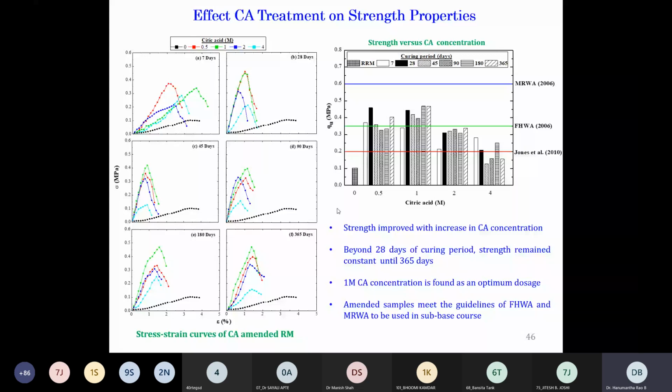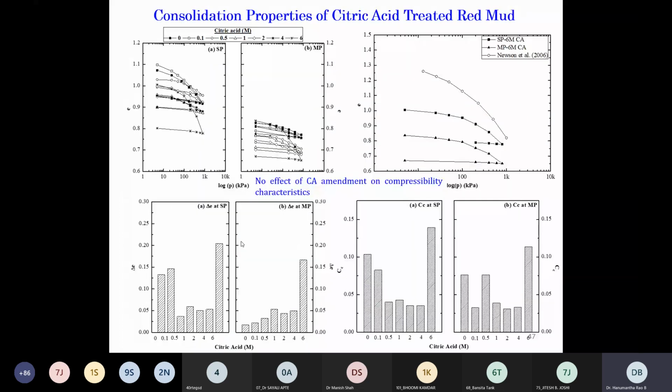This is one of the fundamental reasons we determined the strength up to 1 year. Since there was no strength improvement between 180 and 365 days, we can say that whatever chemical reaction or pozzolanic reaction had to happen has happened, or it might have consumed all the chemical used for the treatment. Now these are the consolidation characteristics. They perfectly resemble those of untreated red mud waste or the natural geomaterial. There is no deviation. Therefore, we can conclude that the citric acid treatment doesn't impact the consolidation characteristics of the red mud.